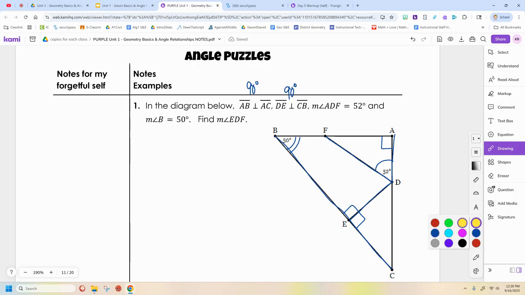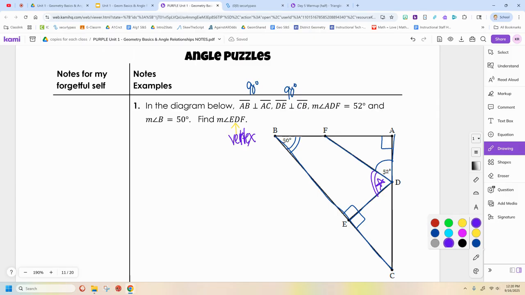Remember that the letter in the middle is the angle's vertex. Ooh, I can't spell today. Vertex. So EDF. This is the angle I want to find. I'm going to put a star right there. All right.